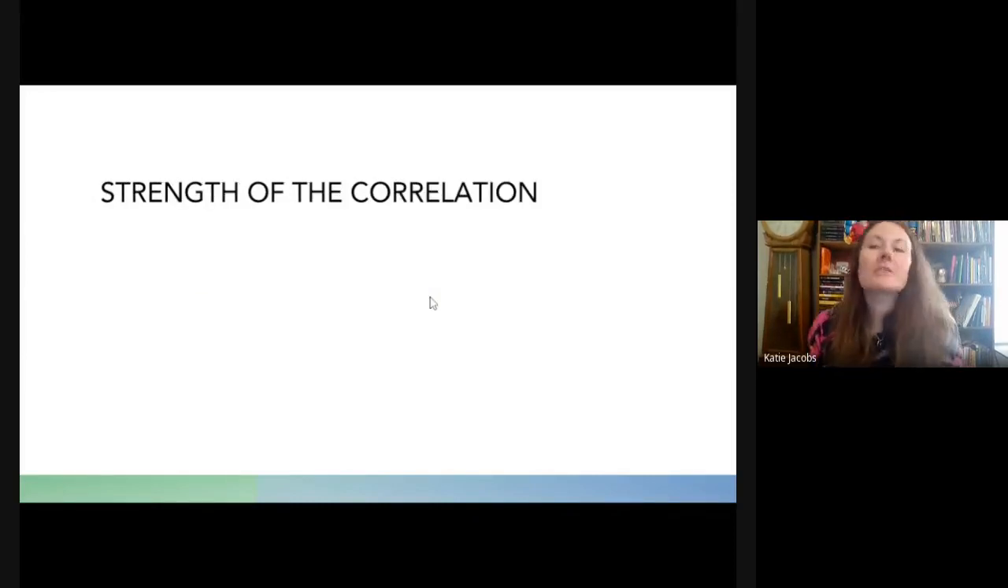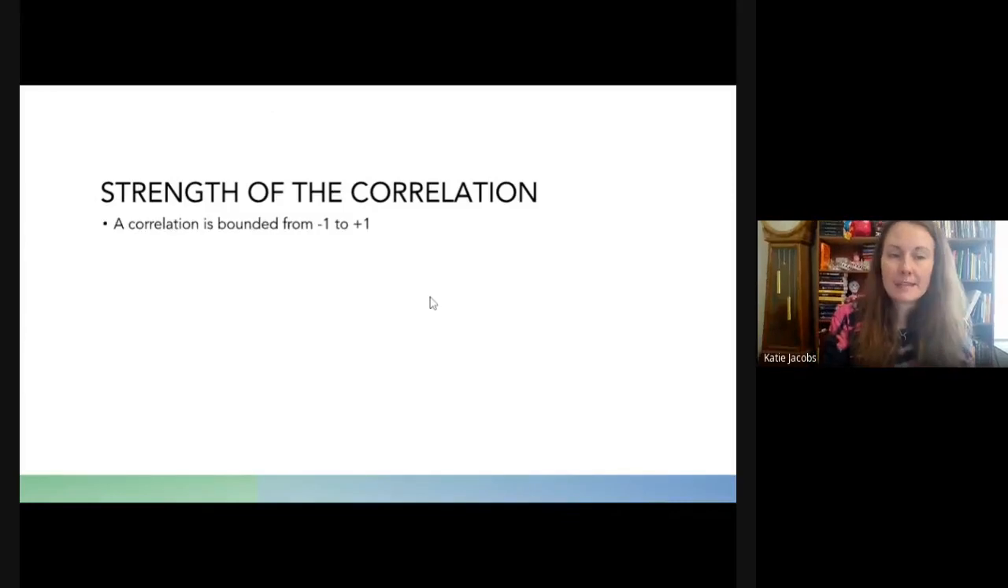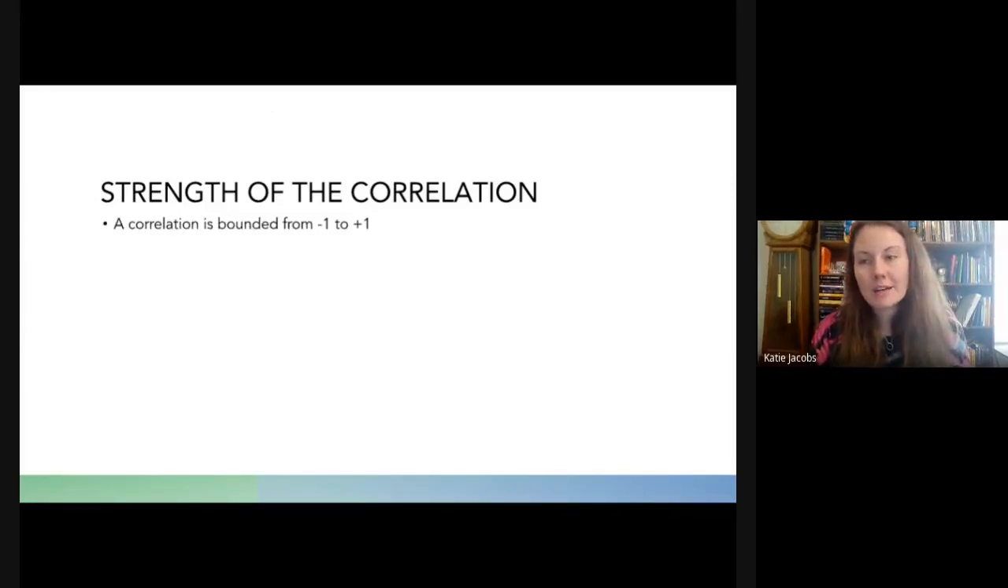So, the strength of the correlation. This gets really confusing because how strong or how related our variables are does not depend on whether it's positive or negative. What it depends on is actually the size of the correlation. So let's talk about that a little bit.